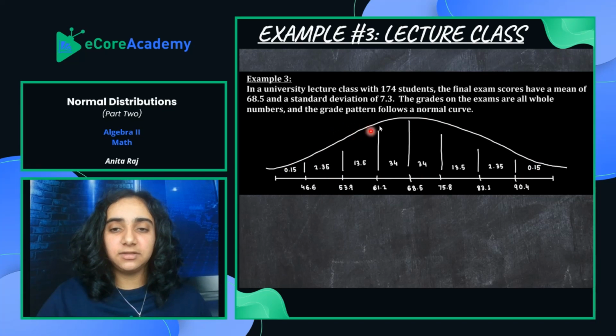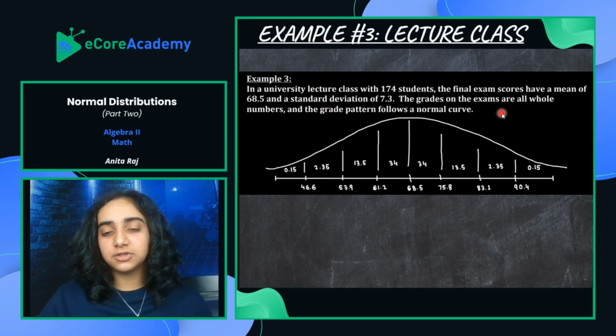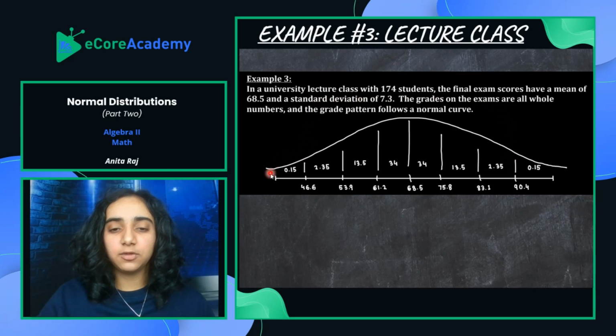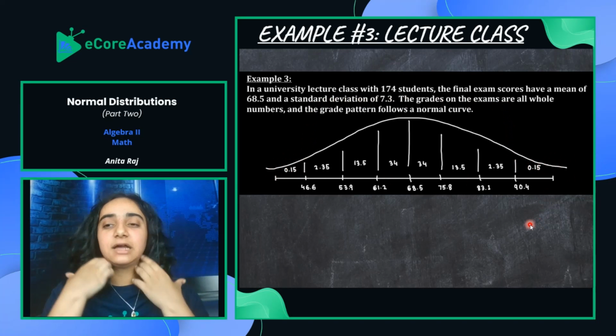And then again, you see these are the percentages you're going to have to memorize. This is one standard deviation, so 34 plus 34 is 68%. And then this is two standard deviations, 34 plus 34 plus 13.5 plus 13.5 is 95%. And then these are three standard deviations, 2.35 plus 2.35 plus that 95% is going to give us 99.7. And then we have 0.15, and 0.15 hanging out outside.